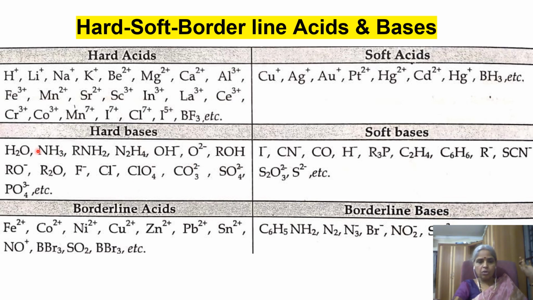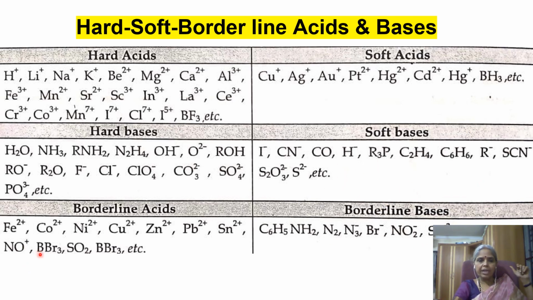Or if the donor is an oxygen or a nitrogen or a fluoride, to some extent the chloride, they are all hard bases. If you see here soft bases, you can see sulfur. If the donor is sulfur, it is soft. You can see here I minus, CN minus, carbon monoxide, all sulfur donors, phosphorus donors, C2H4, C6H6, they are pi donors. So pi electron donors, they are all soft.